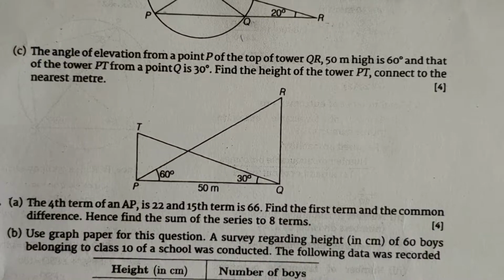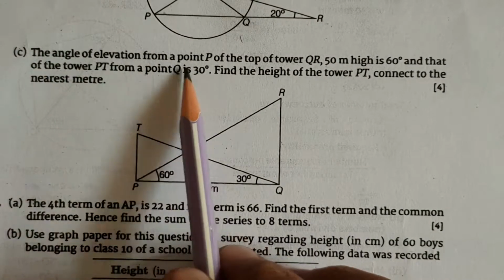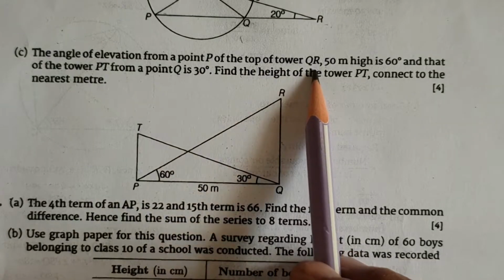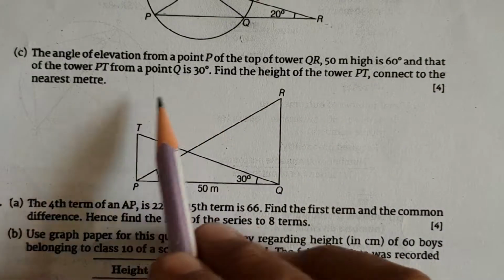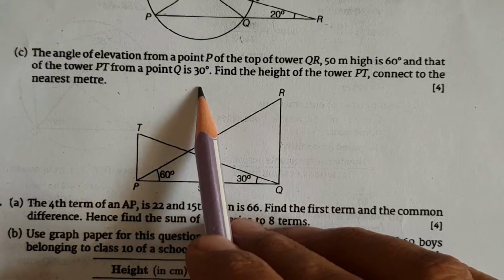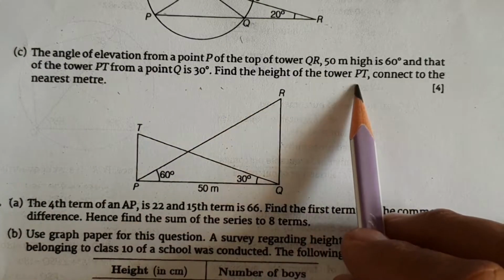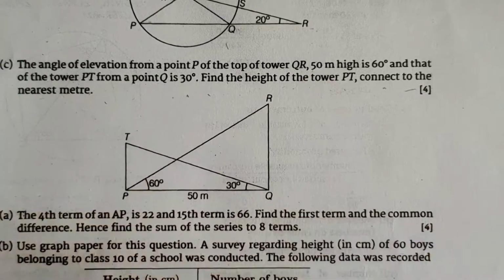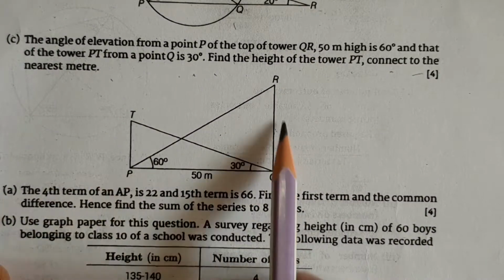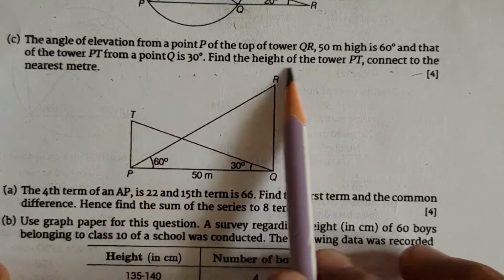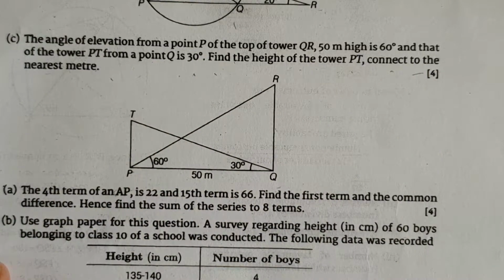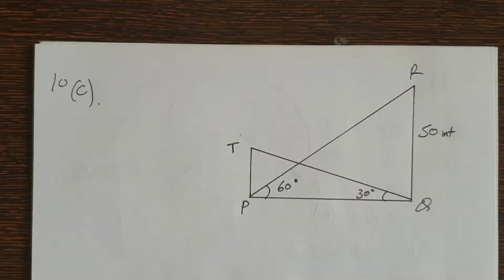Now question 10th C part. The angle of elevation from point P on the top of the tower QR, 50 meter high, is 60 degrees, and that of the tower PT from a point Q is 30 degrees. Find the height of the tower PT, correct to the nearest meter. So this is the diagram. PQ, and we have to find PT. So you have to find this height PT.